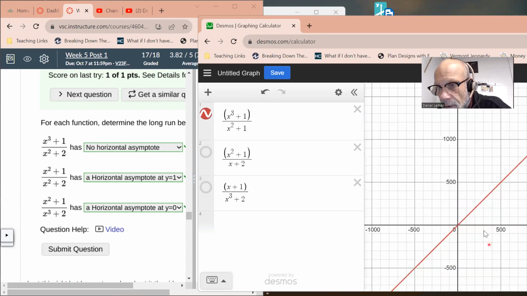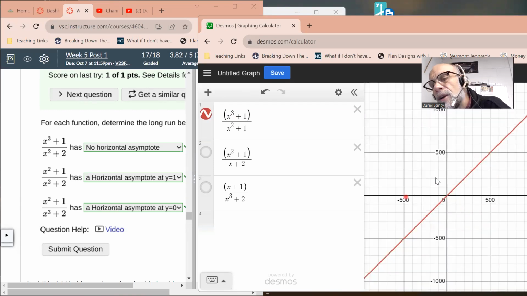But you see, as we're getting further and further away, that wiggly stuff in the middle doesn't even show up. What we're seeing is some kind of oblique line with a slope, certainly not a horizontal asymptote. So that's why we say there's no horizontal asymptote there, because the numerator is growing so much faster than the denominator.